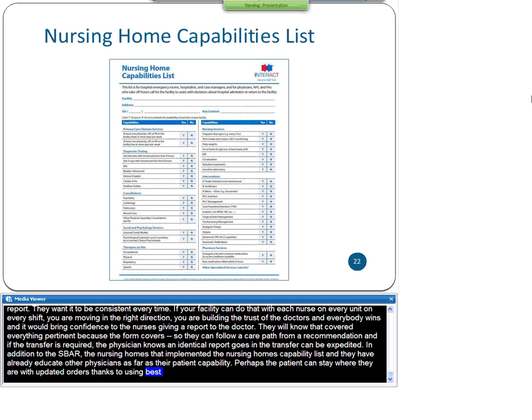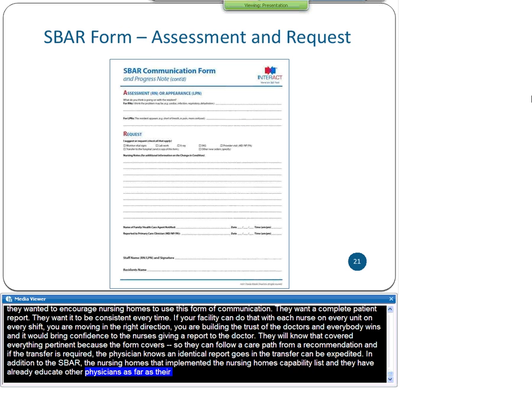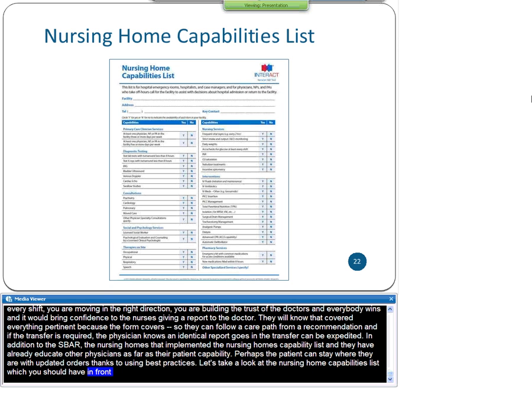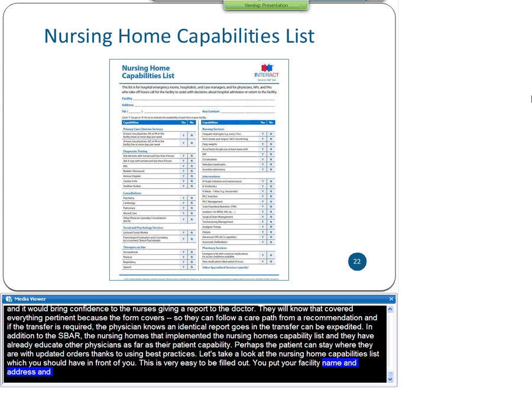This is very easy to be filled out. As you can see, you put your facility name and address, and really the best phone number that you're actually going to get a clinician and who that clinician would be. Very important, because if you expect the emergency department to buy into this, they have to know that if they call, that they're going to get a person that's going to give them the answers that they're looking for.